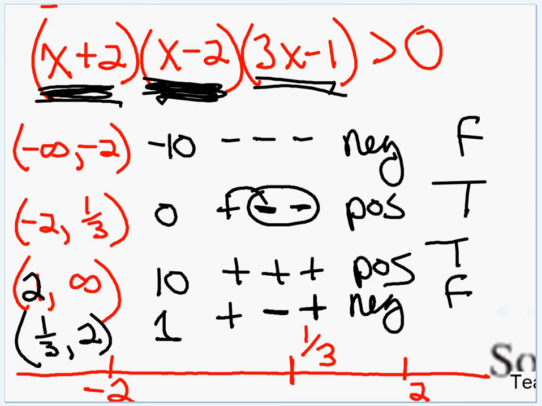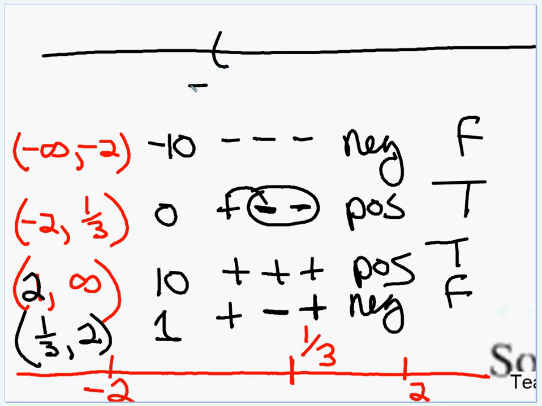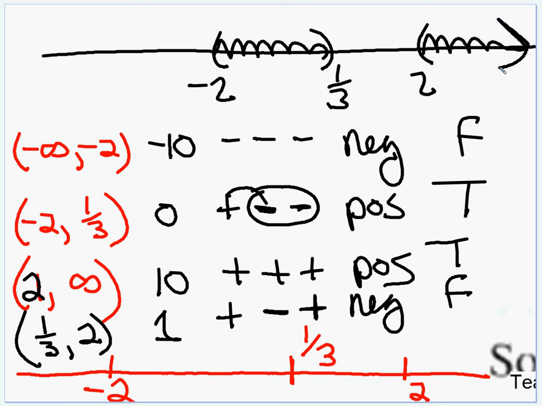Okay, so I'm going to redo my number line up top. It's getting a little crowded there at the bottom. First interval was false, so we would go to negative 2, and that part is not going to be colored in. But negative 2 to 1/3 is true, so that's going to be colored in. 1/3 to 2 is false, so that will not be colored in. And then the last one, 2 to infinity, was true, so we head off there, that's colored in.